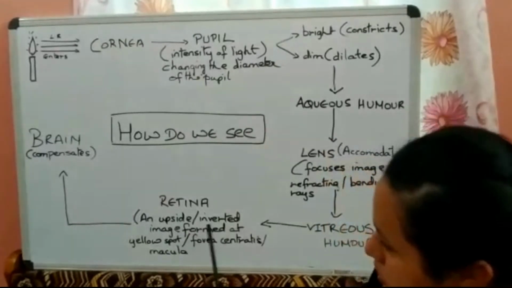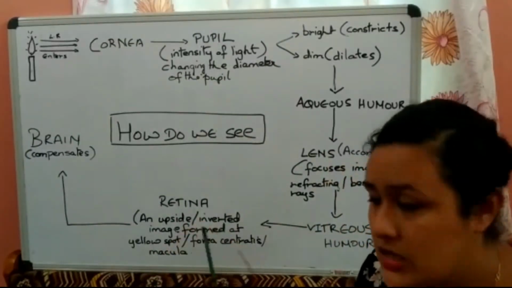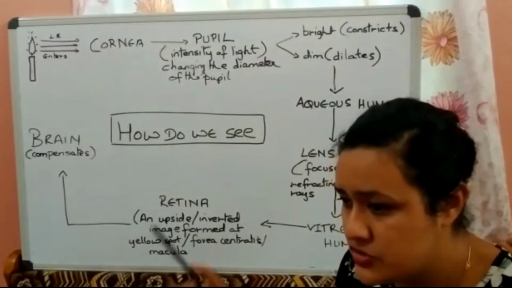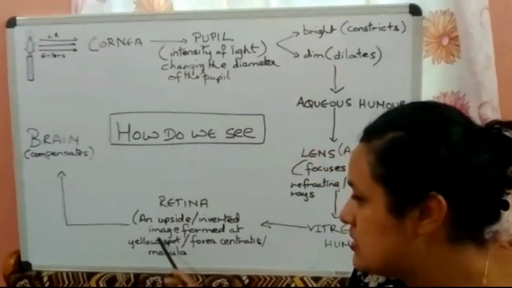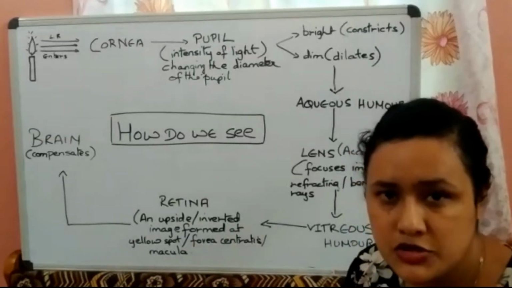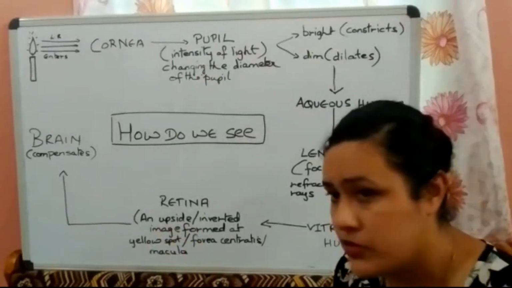The rods are present throughout the retina, whereas the cones are present only in the yellow spot, where clear vision takes place. So you should remember all these points.